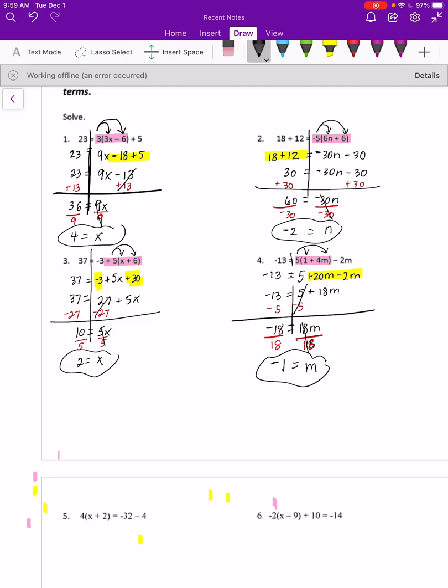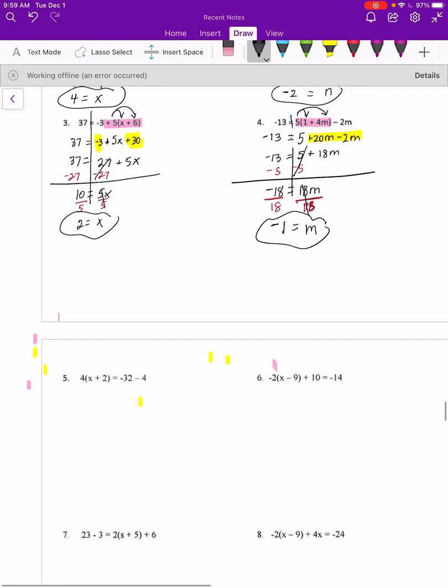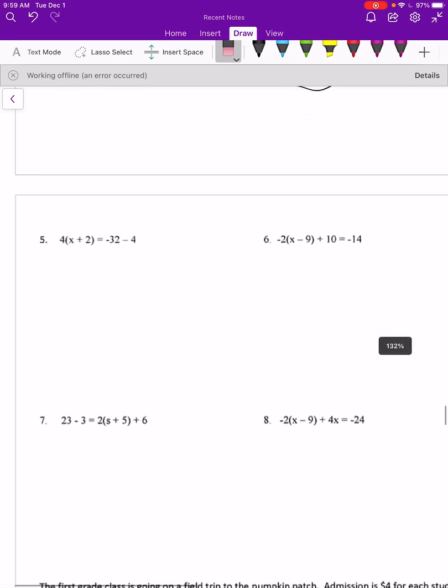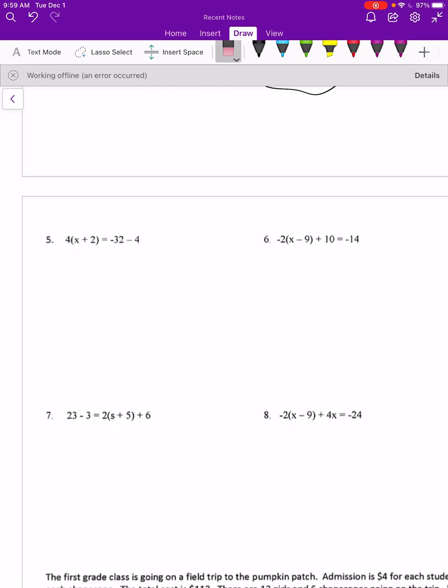Aren't these fun? I think they're really a lot of fun. All right, we're going to do just a couple more, and then we will move on to the story problems. They are a little more difficult, though. I think these are a lot of fun, though.